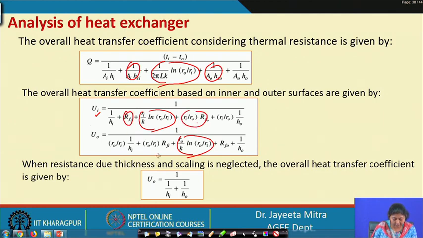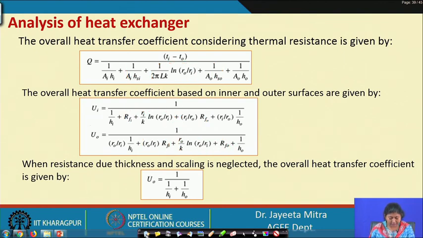RFO and RFI. So, we will end up with these two terms, 1 by HI plus 1 by HO, and again in this case also we can analyze which one is higher, HI or HO. So, that will help us to analyze what will be the value.